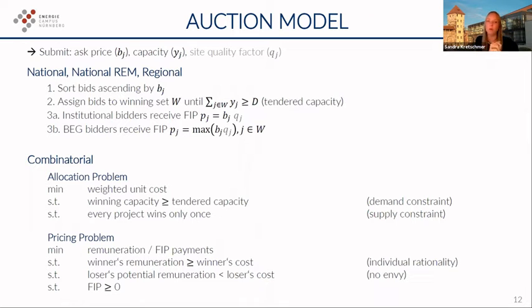That's the allocation problem. And then in the second step, we solve a pricing problem, which basically means we minimize the resulting remuneration or the resulting feed-in premium payments, subject to individual rationality. So the winner's remuneration has to at least cover the winner's cost. And also subject to no envy, so that the loser's potential remuneration has to be smaller than the loser's cost, so that the losers don't have an incentive to also produce. And also, of course, the feed-in premium has to be at least equal to or larger than 0.